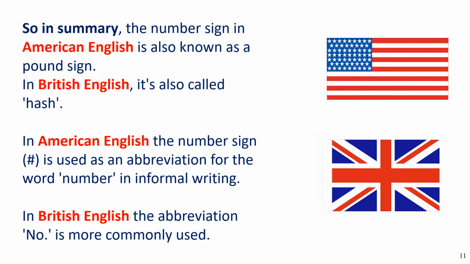So in summary, the number sign in American English is also known as a pound sign. In British English, it's also called hash. In American English, the number sign is used as an abbreviation for the word number in informal writing. In British English, the abbreviation NO period is more commonly used.